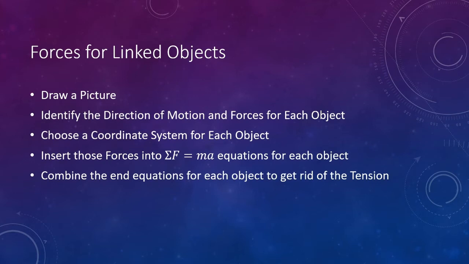Once you've drawn those forces and the coordinates, you'll insert those forces into F equals ma equations for each object, and you'll keep each object separate for a while and do whatever manipulations you can, and then at the very end you'll combine the end equations for each object to get rid of the tension, because you normally don't know the value for the tension ahead of time.